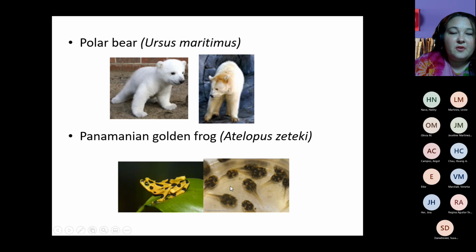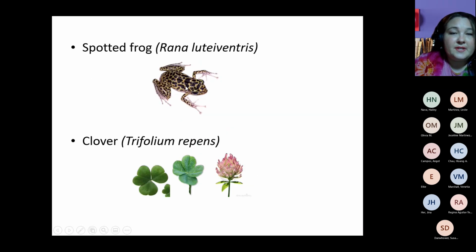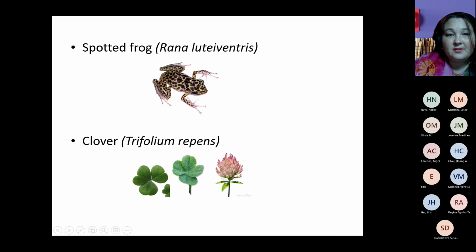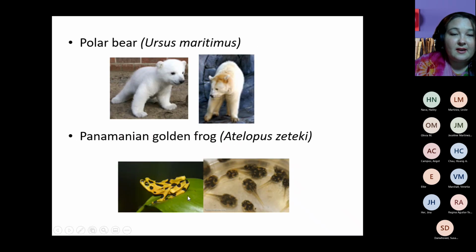We have the juvenile form here and the adult form. If you had never seen these animals before, you would think they were different organisms. We also have this spotted frog here. Maybe you would think this frog is the adult life form of this one, because this looks a lot more like that than it does like that.